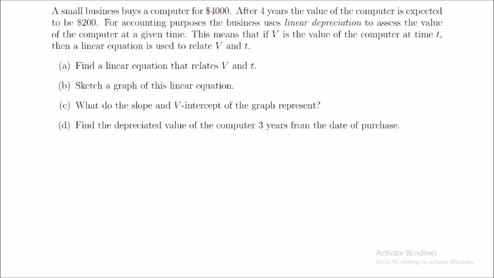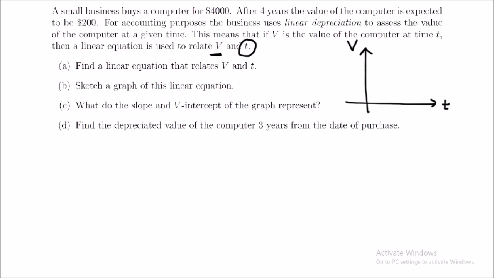This means that if V is the value of the computer at time t, then a linear equation is used to relate V and t. The t variable here is the independent variable because that's what's changing. And the value of the computer depends on t, which makes it the dependent variable. So in terms of forming a visualization of what this means, you want to draw the horizontal axis as the independent variable, in this case t, and you want to use the vertical axis as the dependent variable, which in this case is V.